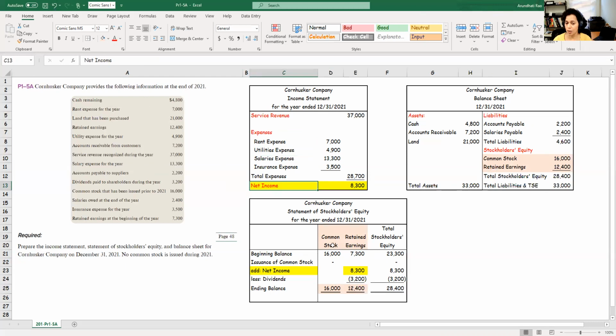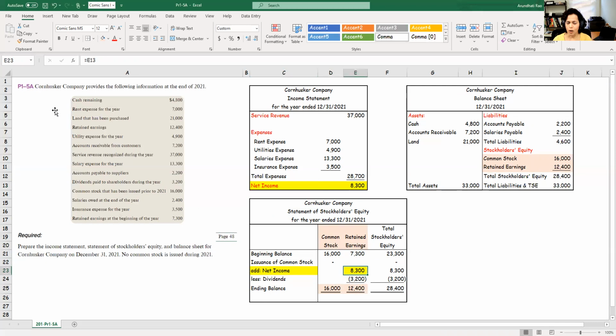So what could change? Common stock would change when I issue additional common stock. Retained earnings changes when the company earns net income, which comes from the income statement, and when they pay out dividends. When they pay out dividends, it's going to decrease retained earnings. So your three financial statements are interrelated. You have to prepare them in a particular order. How you choose to work through this, it's up to you.